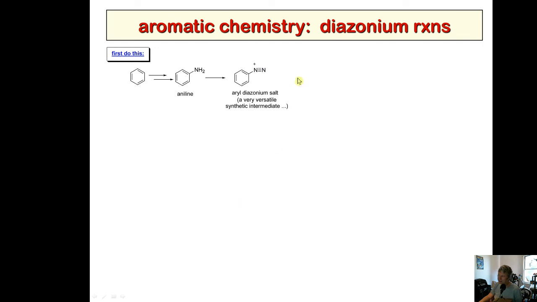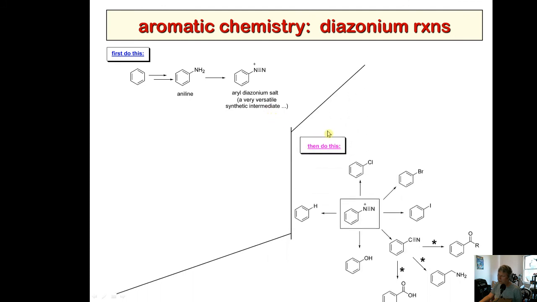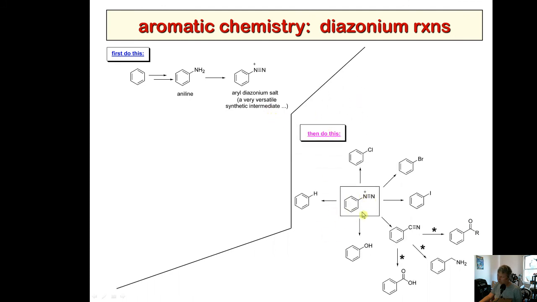Diazonium stuff. This is another little world of aromatic chemistry. So benzene to the amine, and then we can turn it to a diazonium species, an aryl diazonium salt. It's a very versatile synthetic intermediate, as you know. And then we have a ton of things we can do.